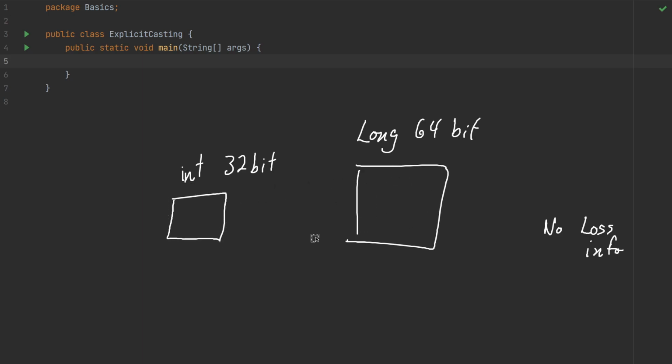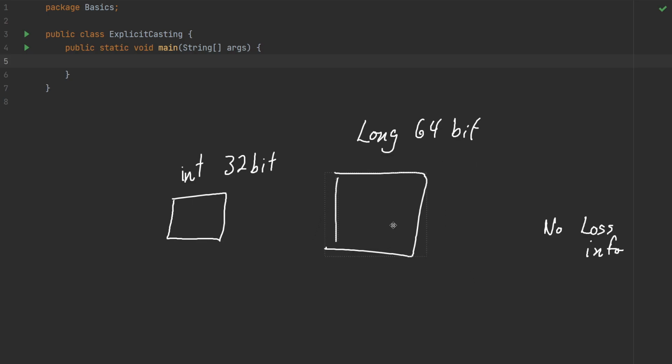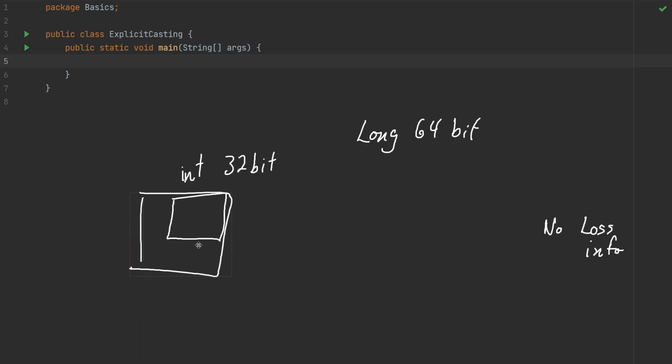Now, on the other hand, we couldn't implicitly put a long value inside of a smaller one, such as int. We couldn't put a 64-bit inside of a 32-bit because there's going to be a lot of loss of information. Actually, it's even worse than that. There's an error, and we're going to learn about that error in a second, okay? We'll come back to that.